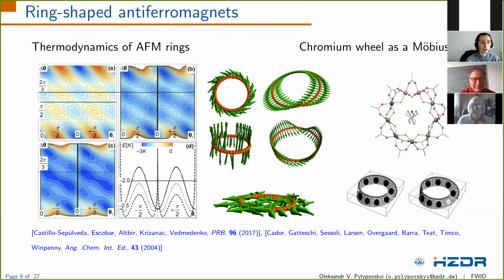Interesting to note that such states can be obtained experimentally, for example, in a large family of chromium wheels. Here, the geometric frustration was obtained by incorporation of the nickel ion. Depending on the engineered inter-ion exchange, the Möbius knot is based at the chromium or nickel ions.